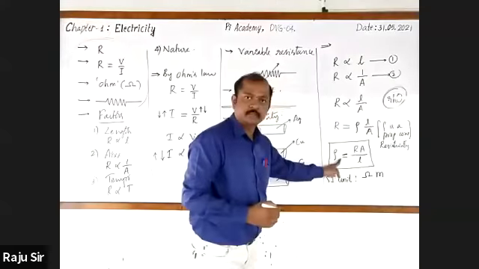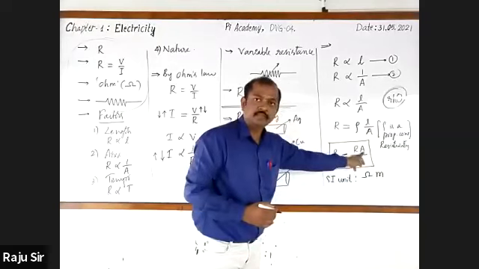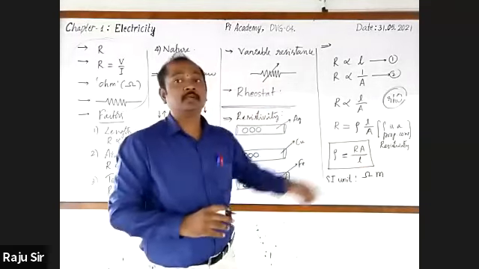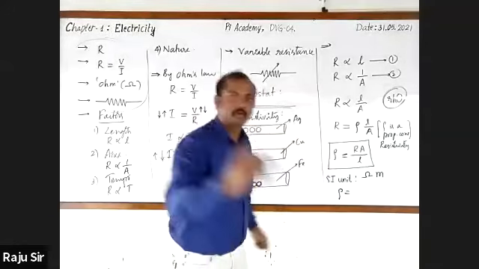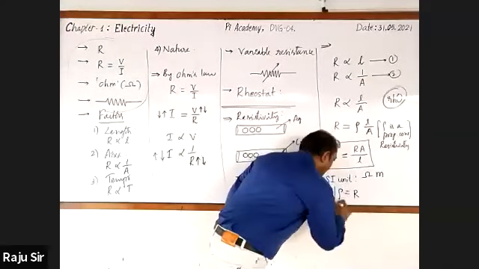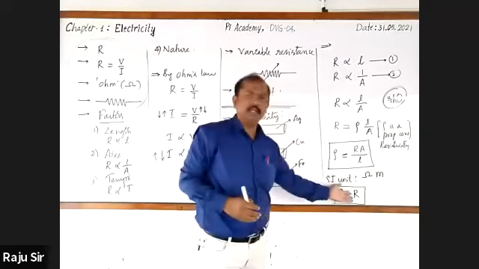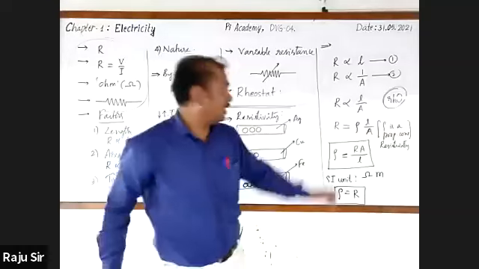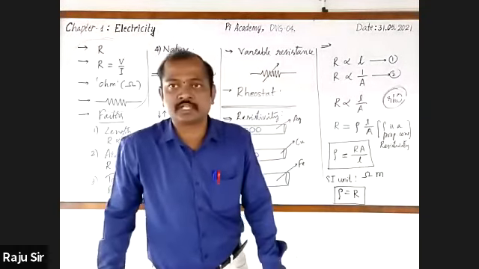Here in this formula, I am going to substitute 1 unit in place of area of cross section and 1 unit in place of length. Then what will be that formula? Rho is equal to R. Means we can say that resistivity is nothing but the resistance of a conductor of unit length and unit area of cross section.